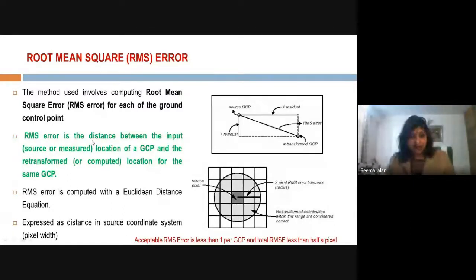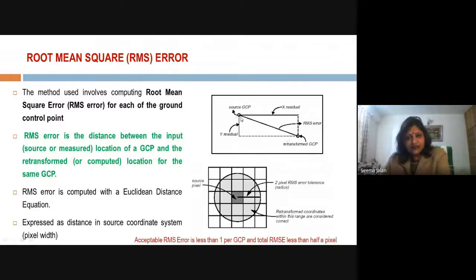So RMS error is the distance between the source location of the GCP and the computed location for the same GCP. The equation which you employ, the Pythagoras theorem, this straight line distance, is known as Euclidean distance, and we call this equation the Euclidean distance equation. And we call this shift, this deviation, root mean square error.